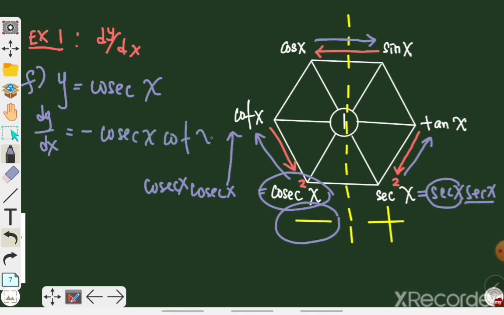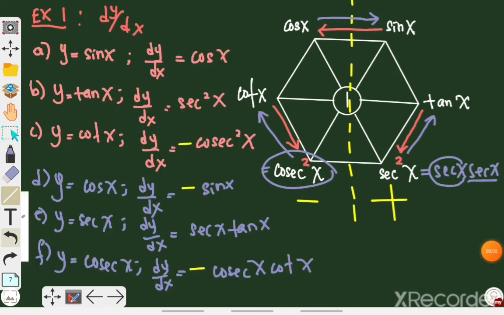Alright, so now we have learned how to use the hexagon. Totaled up together, you have 6 formulas for how to differentiate the trigonometric functions. Alright, it is very simple. Do not worry so much; what you have to do is use this brilliant hexagon.